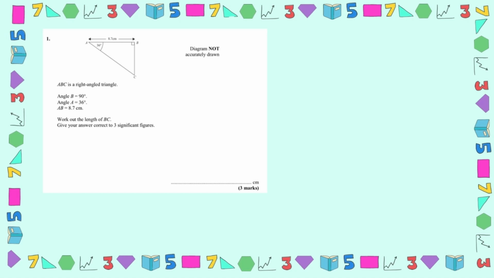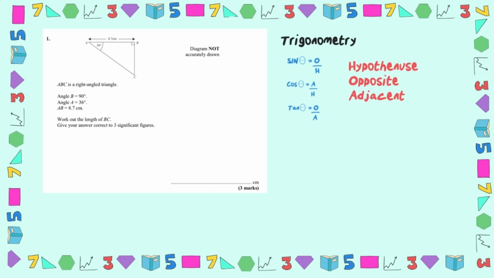Looking at this exam question, it's a right-angled triangle, so that means we're going to use Pythagoras theorem or trigonometry. But how do we know which one? Remember, Pythagoras theorem is when you're given two lengths. In this case, we only have one length, so we're going to use trigonometry. Here we have to label our triangle with hypotenuse, opposite and adjacent. As the question says, work out the length of B to C, so I'm going to put an X there so I know what we're trying to calculate.